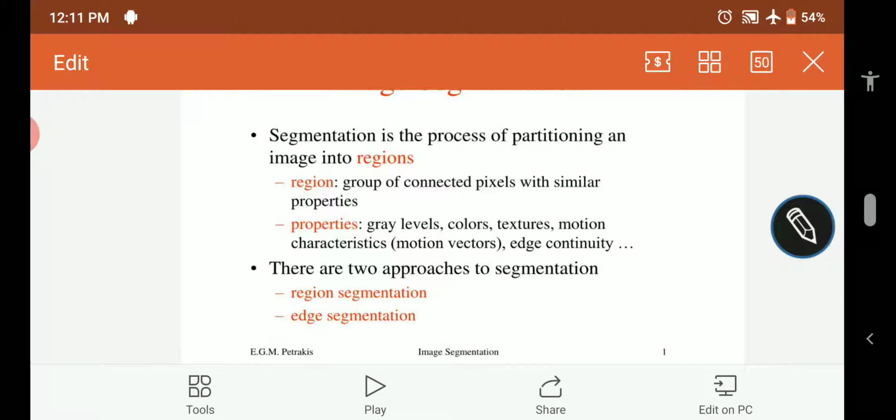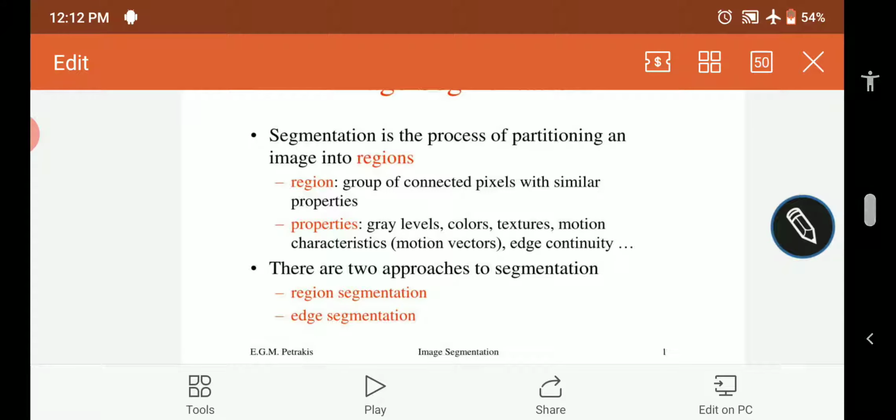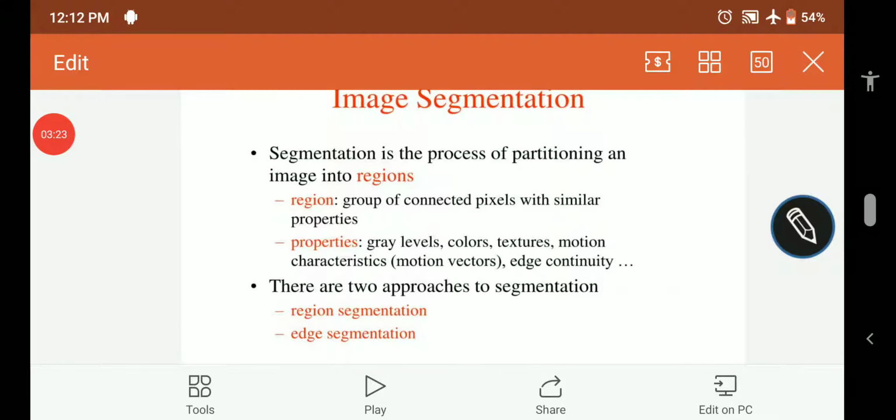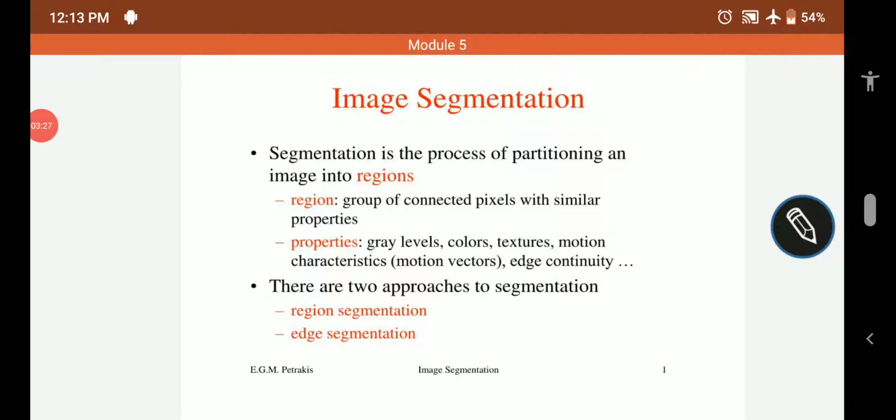Most segmentation algorithms are based on two basic properties of intensity values: discontinuities and similarities. In the first case, the approach is to partition an image based on abrupt changes in intensity, such as edges. The principal approach in the similarity category is based on partitioning an image into regions that are similar according to a set of predefined criteria. Here, a region is a group of connected pixels with similar properties.